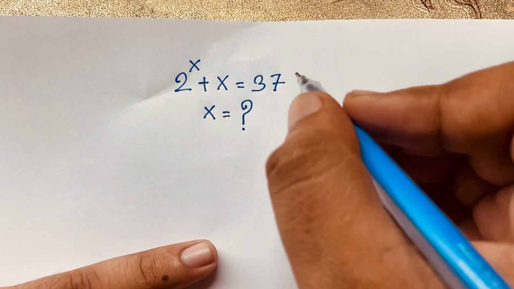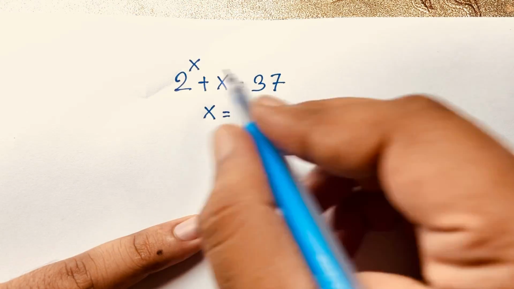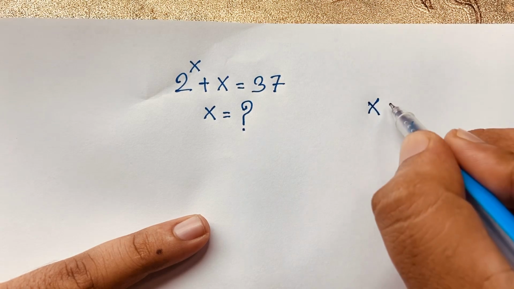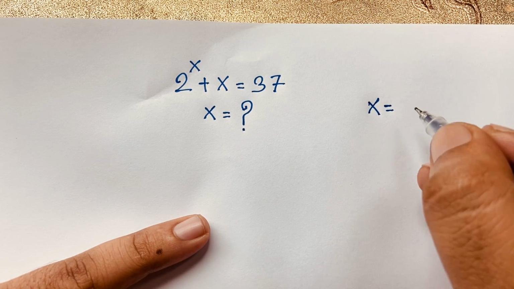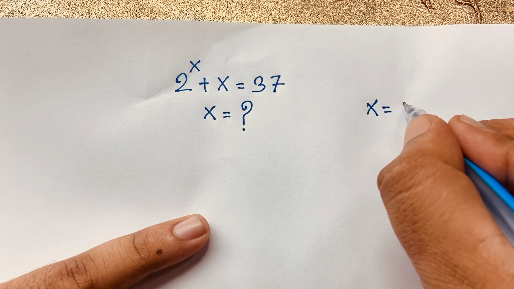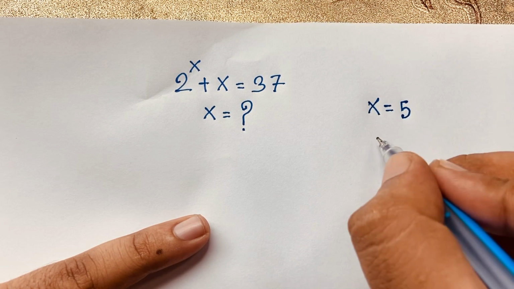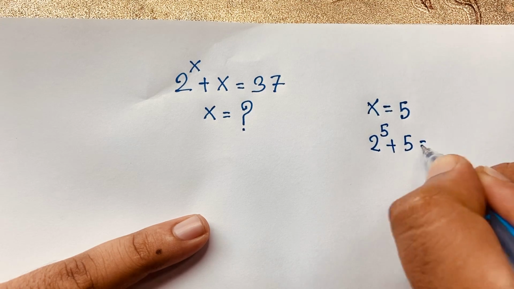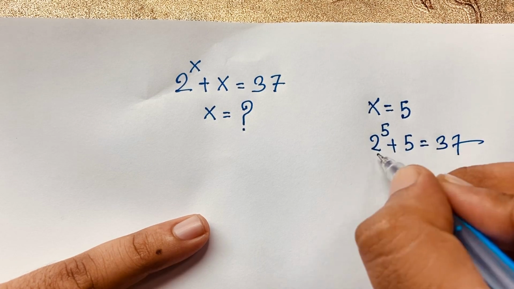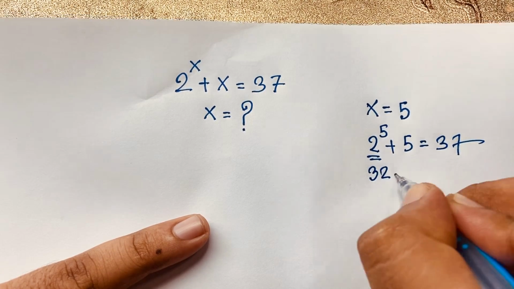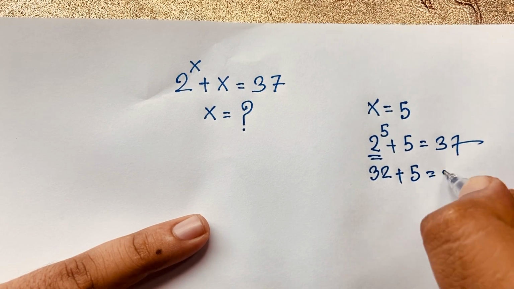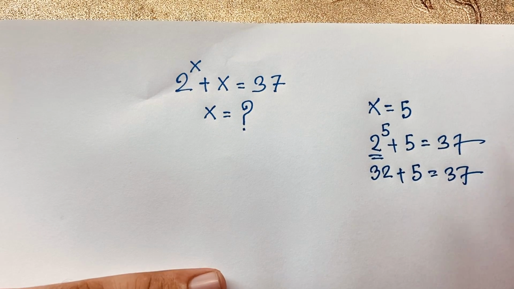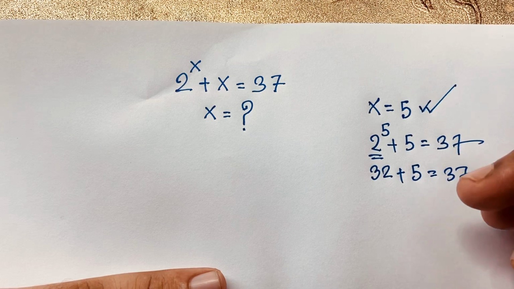So at this moment, first of all, you can easily hear x is equal to 1 or x is equal to 2, 3, 4, 5. So if you think x is equal to 5, you can say it will be 2 to the power 5 plus 5, it is 37. 2 to the power 5 will be 32 plus 5, it is 37. So you can easily here x is equal to 5. This is our final answer.